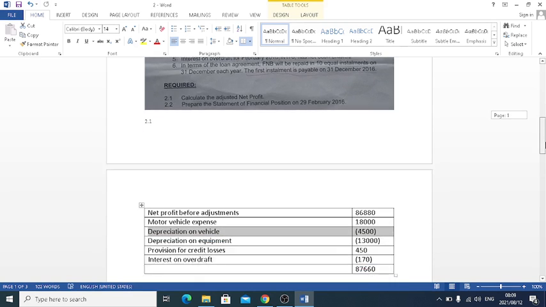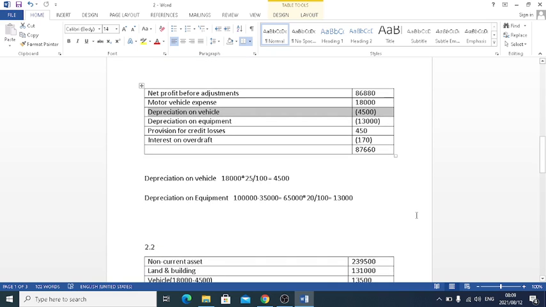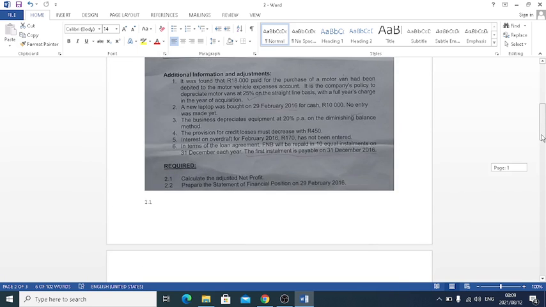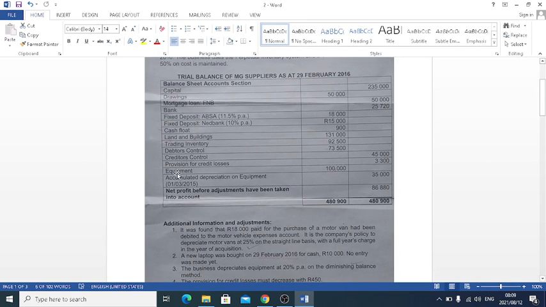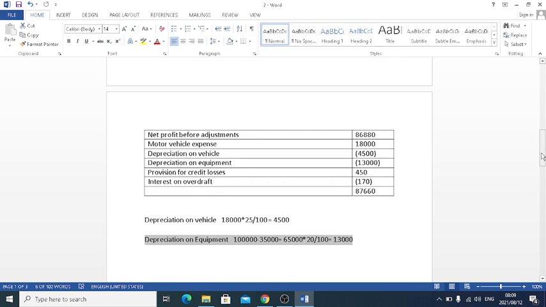Then we do depreciation on equipment. 100,000 minus 35,000 is equal to 65,000. 65,000 by 20% is 13,000. Where does this amount come from? From the trial balance. Our cost price of the equipment is 100,000. Our accumulated depreciation is 35,000. And the method says depreciate equipment at 20% per annum on diminishing balance method. So the 13,000 is subtracted from the profit.